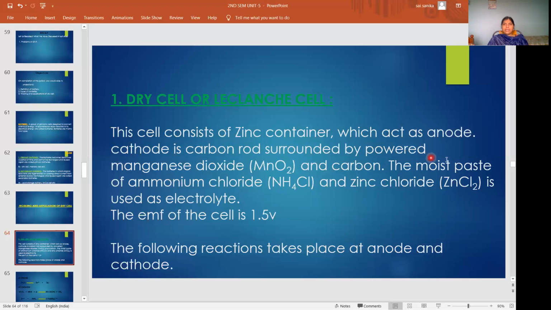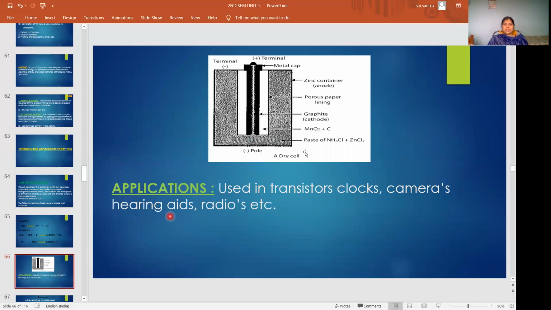Okay. And here the electrolyte is the moist paste of ammonium chloride and zinc chloride. It is the electrolyte. And the EMF of the cell is 1.5 volts. Okay, so here we will see the diagram. You can understand easily. So this is the diagram for the dry cell. So dry cell is a primary cell.